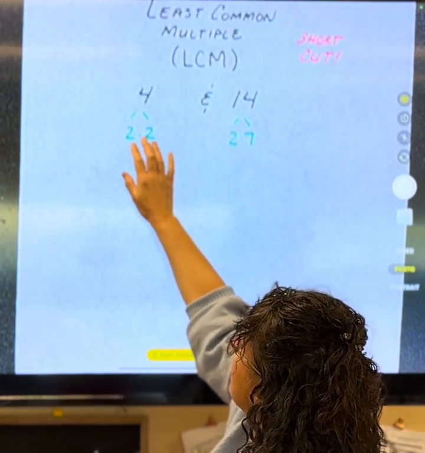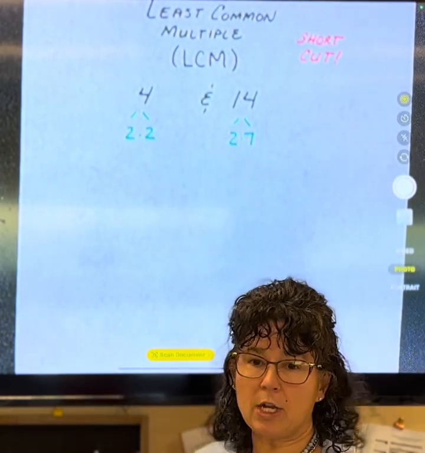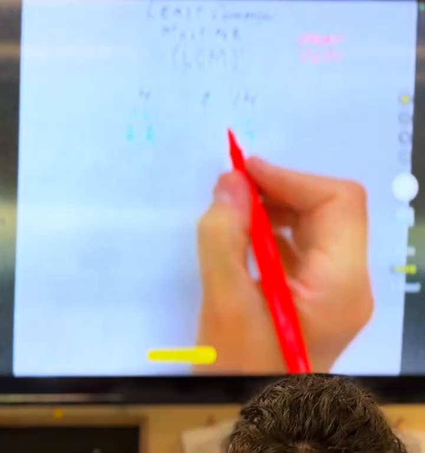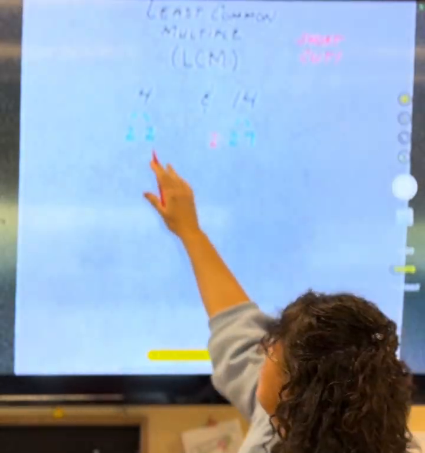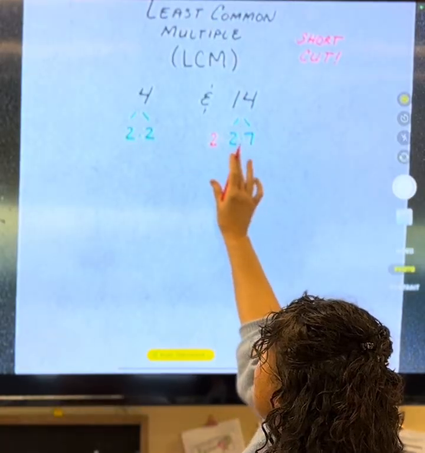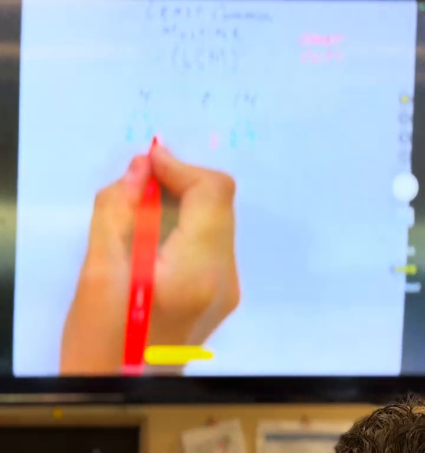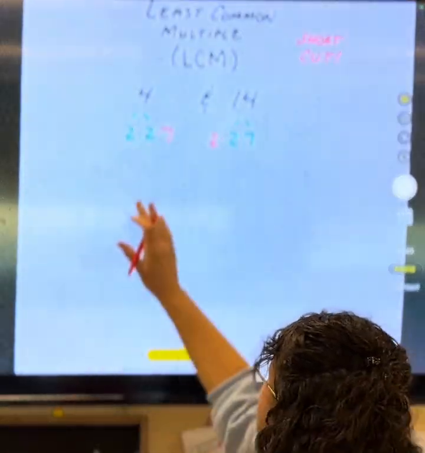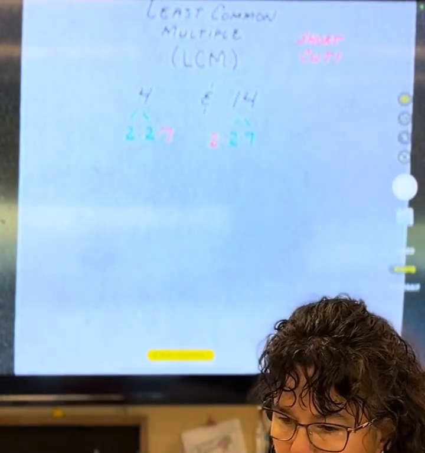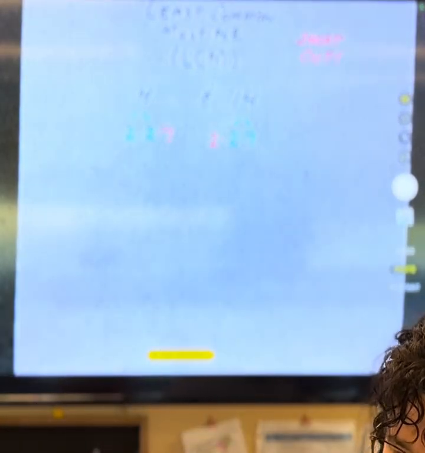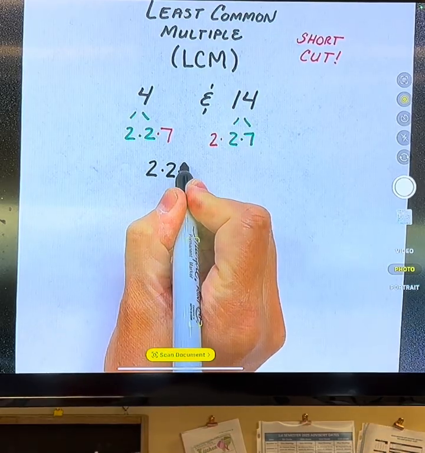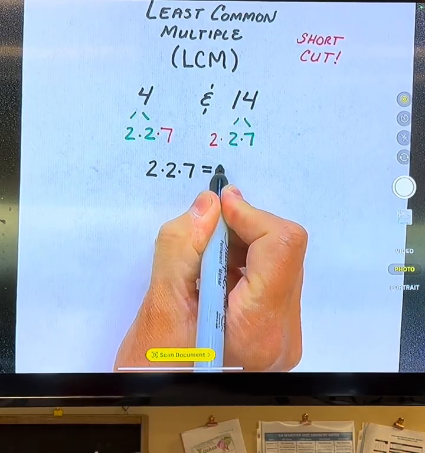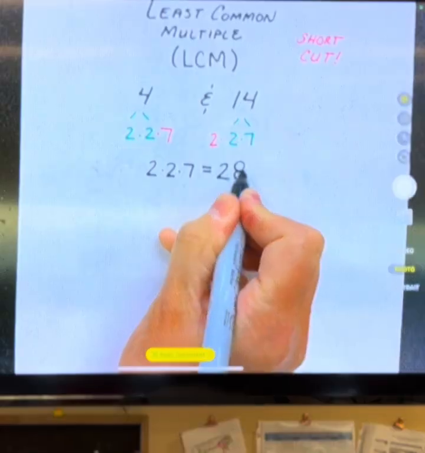This one right here has two 2's, and that one only has one 2. So to force them to be the same, this one would need a 2. This one right here doesn't have a 7, so let's put a 7 with that one. Now they're identical. So our least common multiple is going to be 2 times 2 times 7, which equals 28.